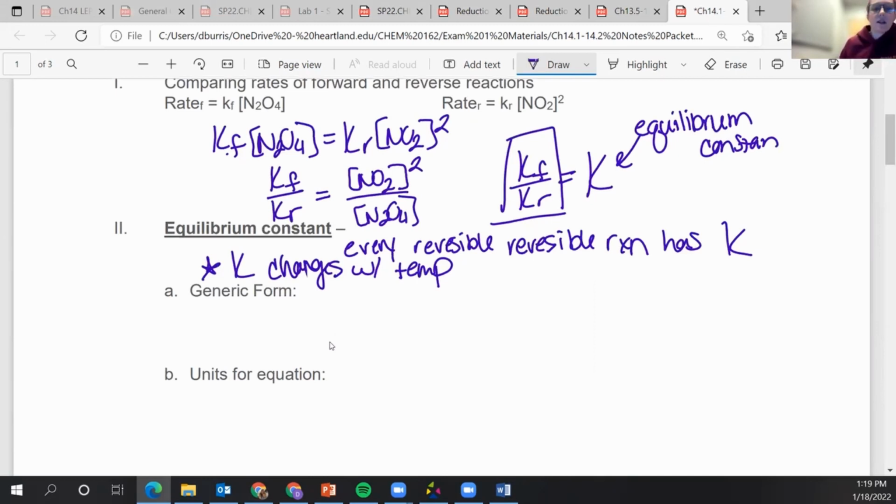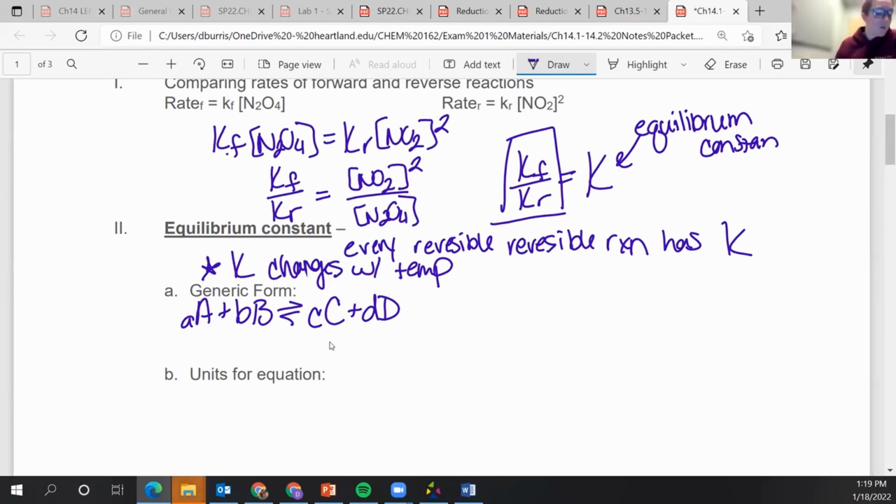So if I were to write a generic reaction, I like doing aA plus bB makes cC plus dD. Oh, and by the way, the reversible reaction arrow is a half arrow to the right, half arrow to the left. Please don't do a double-headed arrow. That's not technically the same thing. That means something else, so just keep that in mind.